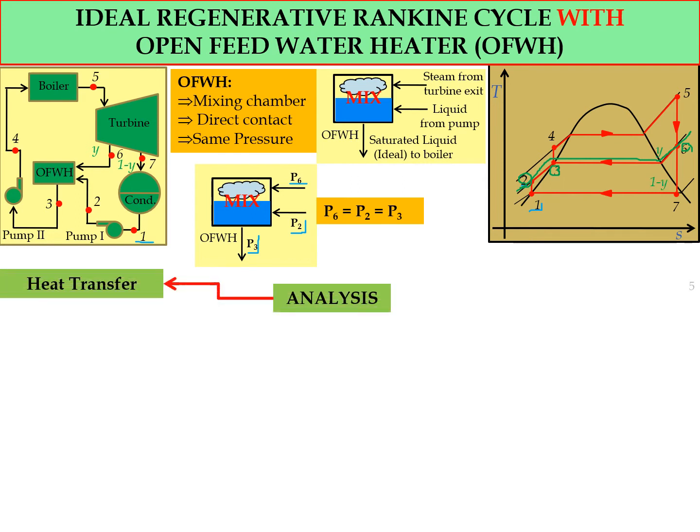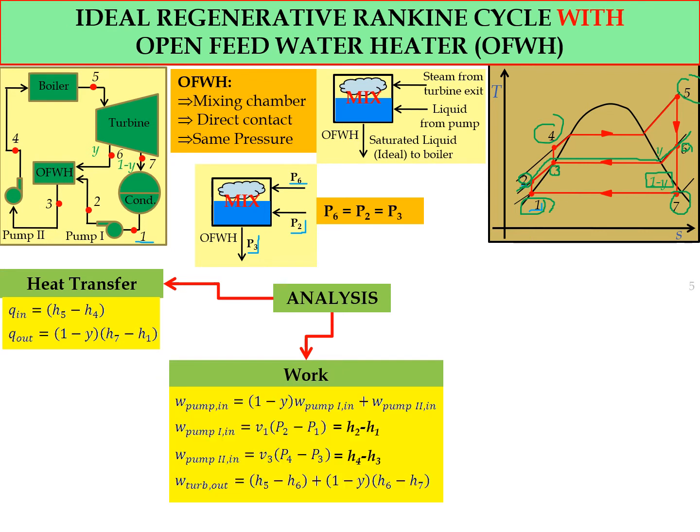And from this analysis, first we look into the heat transfer analysis. The Q in is equal to H5 minus H4, and the Q out is equal to (1 minus y)(H7 minus H1). This is a constant pressure heat rejection process. Now we look into the work from the pump.